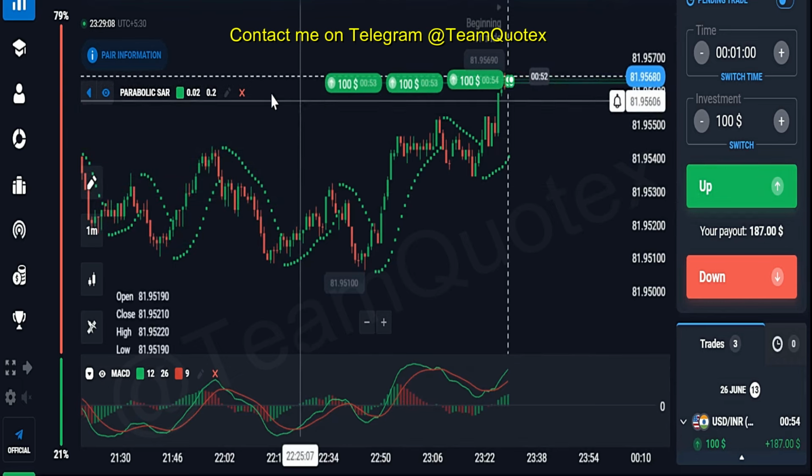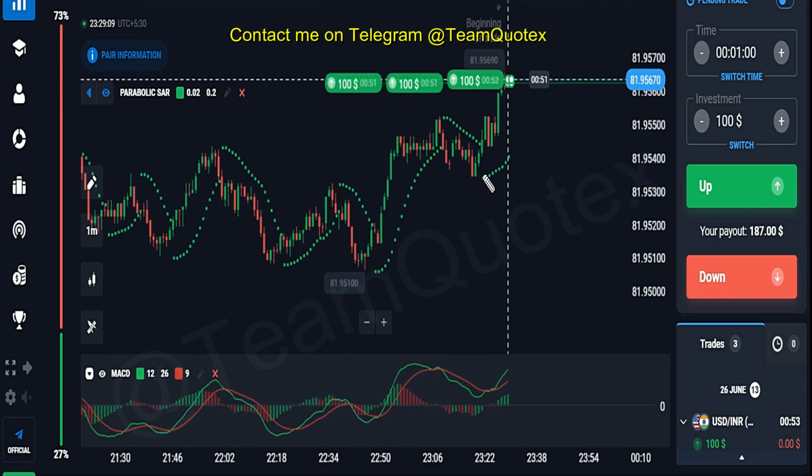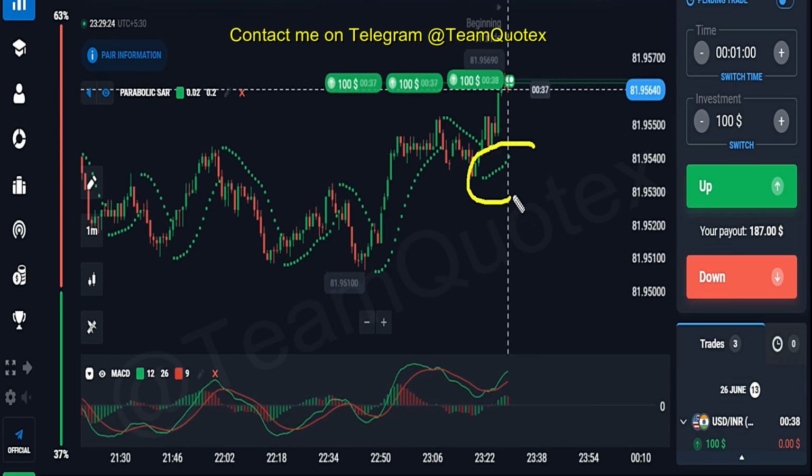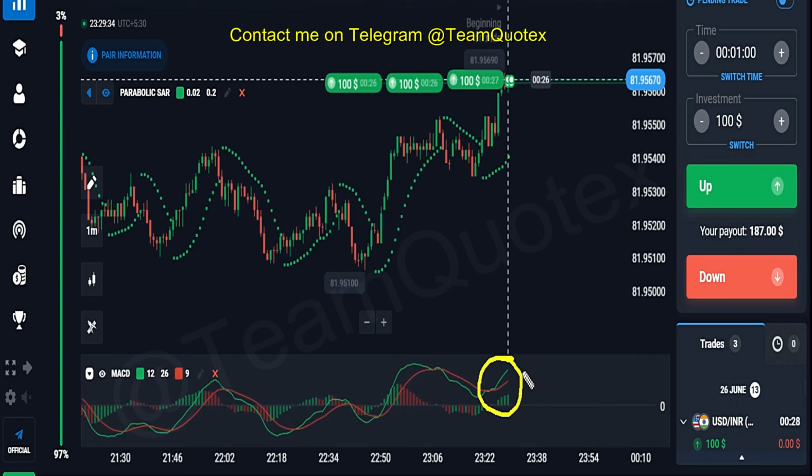You can clearly see. And what is the reason, guys? You can clearly see what I am explaining to you. I am also using the parabolic. So these are the position of the dots, 1, 2, 3, so many dots, guys. These are the parabolic stars, and the position of the parabolic star is below the price. That means it's indicating that the market can go in an upward direction. And MACD is also confirming that the market is in an upward direction. Momentum is shifting.